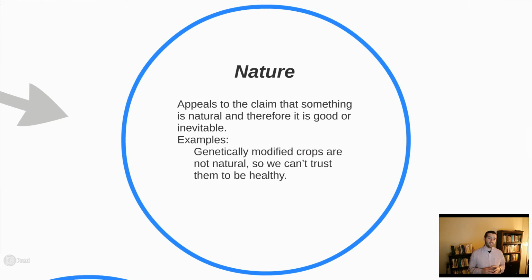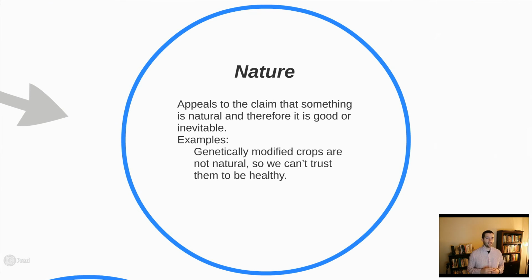Our final fallacy, I think final? Actually, probably not our final. We have two more. I'm sorry. Our next fallacy, however, is the appeal to nature fallacy. The appeal to nature appeals to the claim that something is natural, to use this as evidence for the claim that it is either good or inevitable. Or not natural and bad.